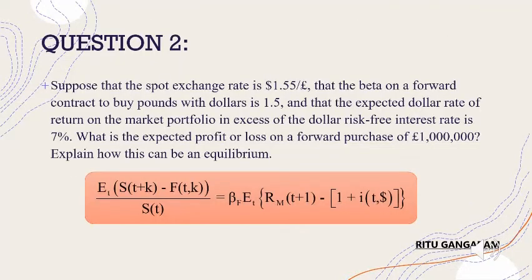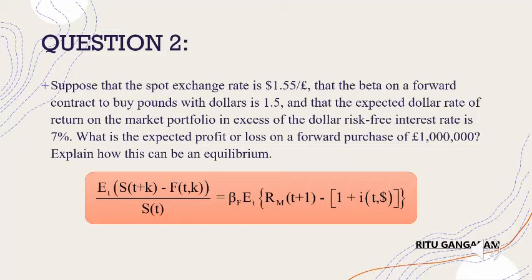We are told that the beta is 1.5 and the expected return on the market portfolio in excess of the risk-free return is 7%. Therefore, the right-hand side is 10.5%. The difference between the expected spot rate and the forward rate is 10.5% of the current spot, or 10.5% times $1.55 per euro, which equals $0.16275 per euro. If we purchase 1 million euros forward, we have an expected gain of $0.16275 per euro times 1 million euros, which equals $162,750.